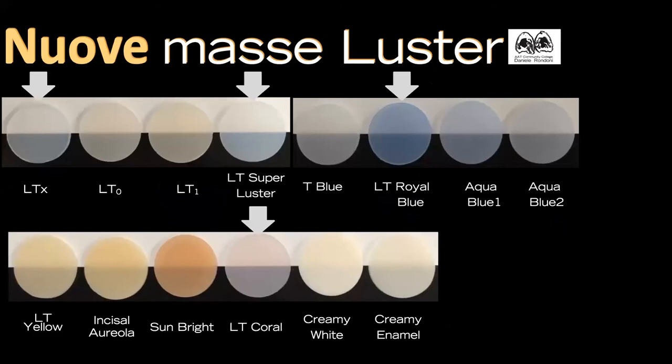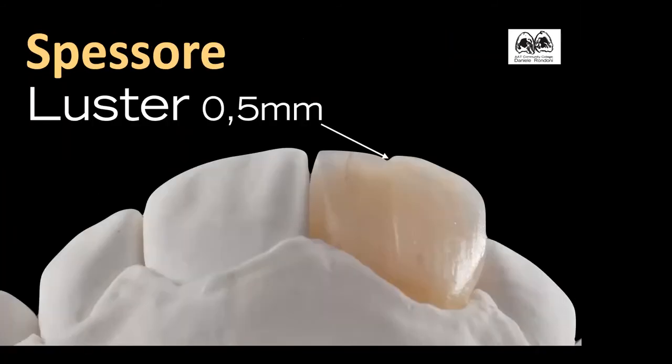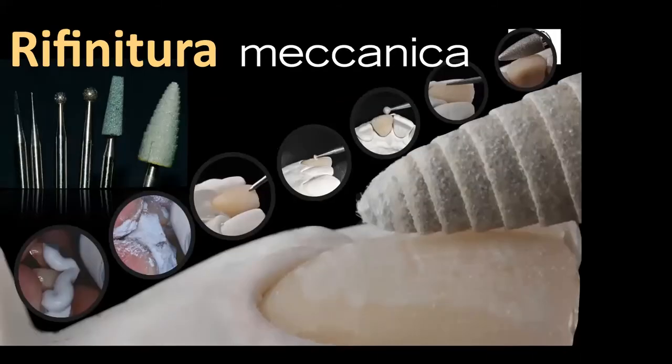New luster masses update to inform Noritake users. The color options. We also have new methods of stratification. The luster thickness must be 0.5 millimeters to be really effective.